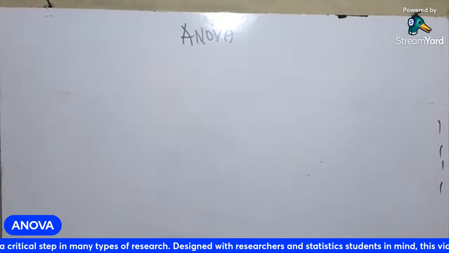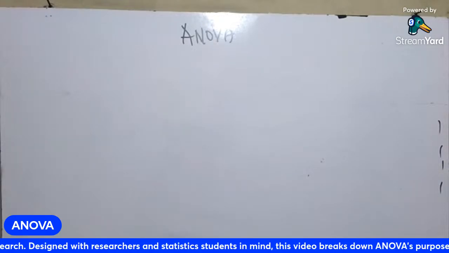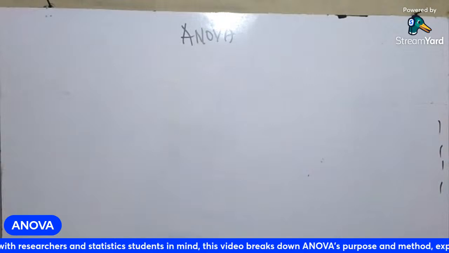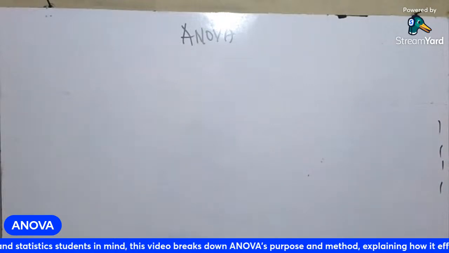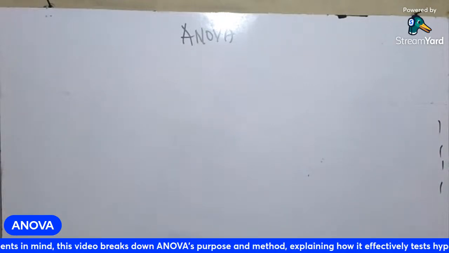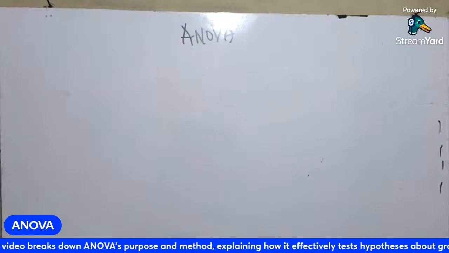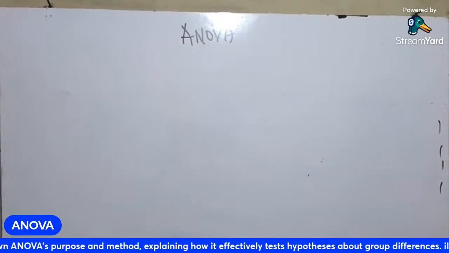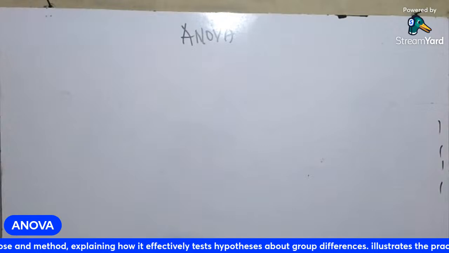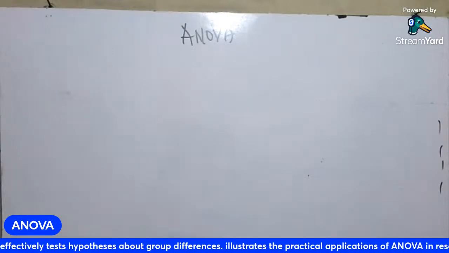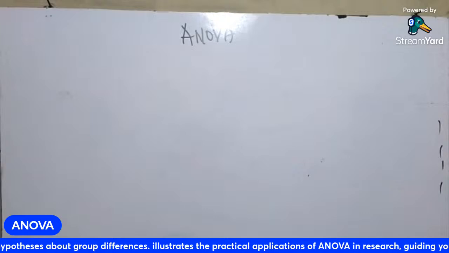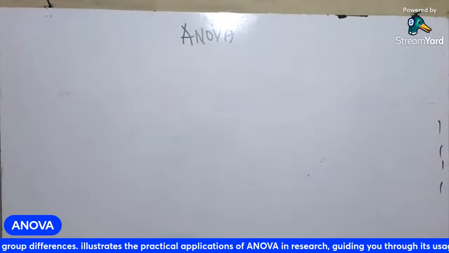I know many of you have heard a lot of things about ANOVA, analysis of variance. When do we use analysis of variance? Why can't we use statistical tools like t-test to run those things that we can use analysis of variance to run? When can we use analysis of variance? Those are those things we are going to look at in this video.